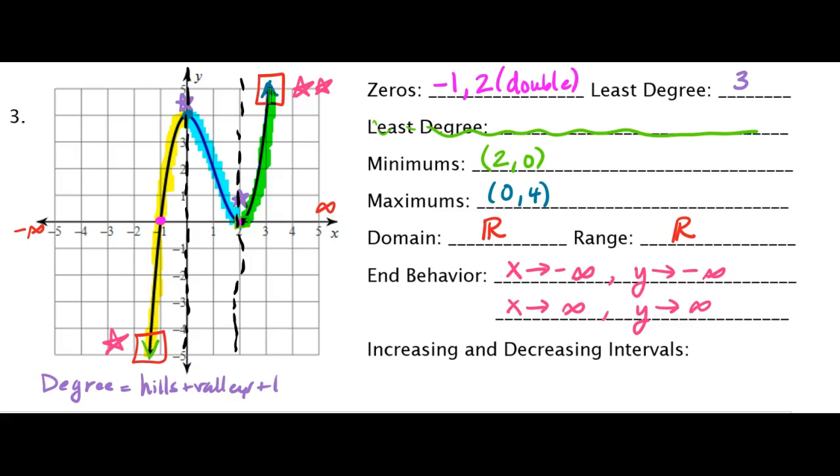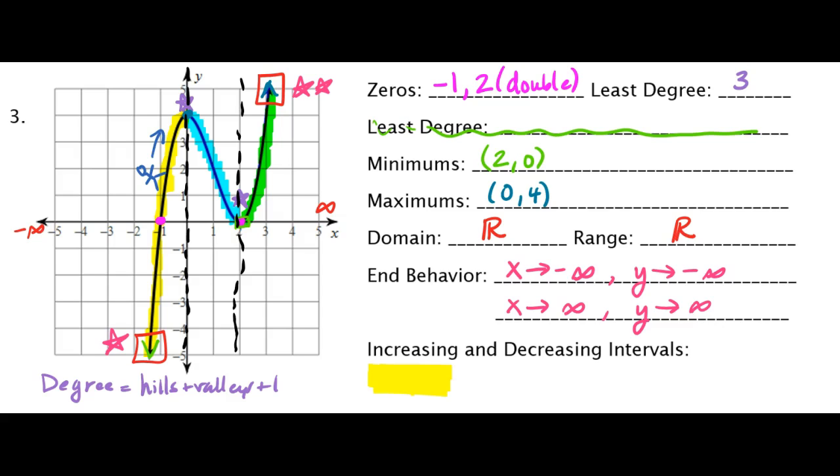What I want you to do is imagine that you are walking on this graph. So this is you. And if you're walking to the right, following the graph, you have to try to imagine, would you be walking uphill or downhill? Uphill means increasing, and downhill would be a decreasing interval. So I'm looking at the yellow interval first. And that one, if you were walking on it, you'd be walking uphill. So that would be considered an increasing interval.